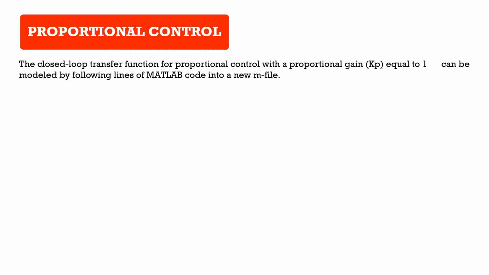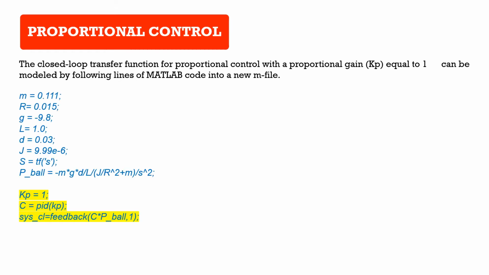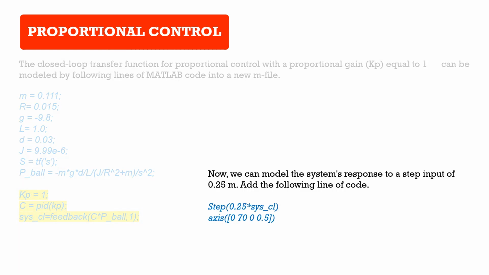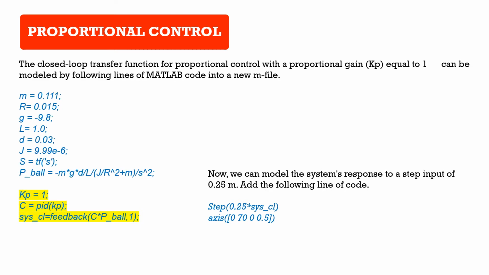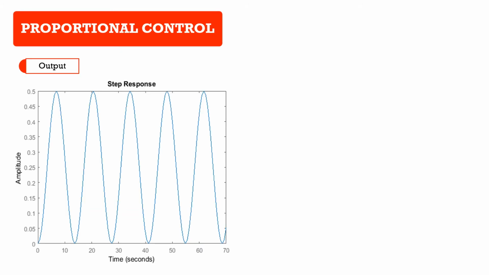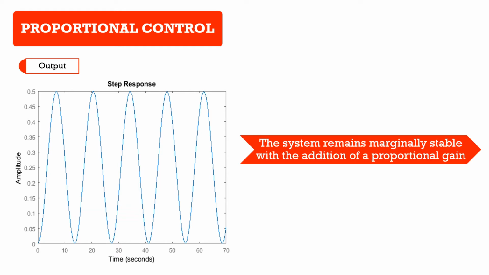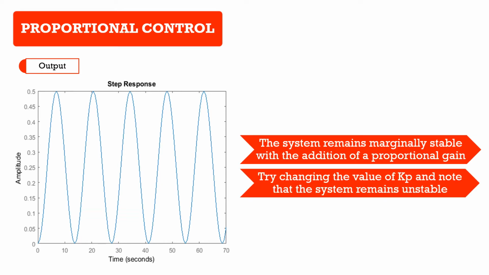The closed loop transfer function for proportional control with a proportional gain equal to 1 can be modeled by the following lines of MATLAB code in a new M file. These are the MATLAB code. Now we can model the system's response to a step input of 0.25 m. Add the following lines of code to this MATLAB code. As you can see, the system remains marginally stable with the addition of a proportional gain. Try changing the value of Kp and note the system remains unstable.